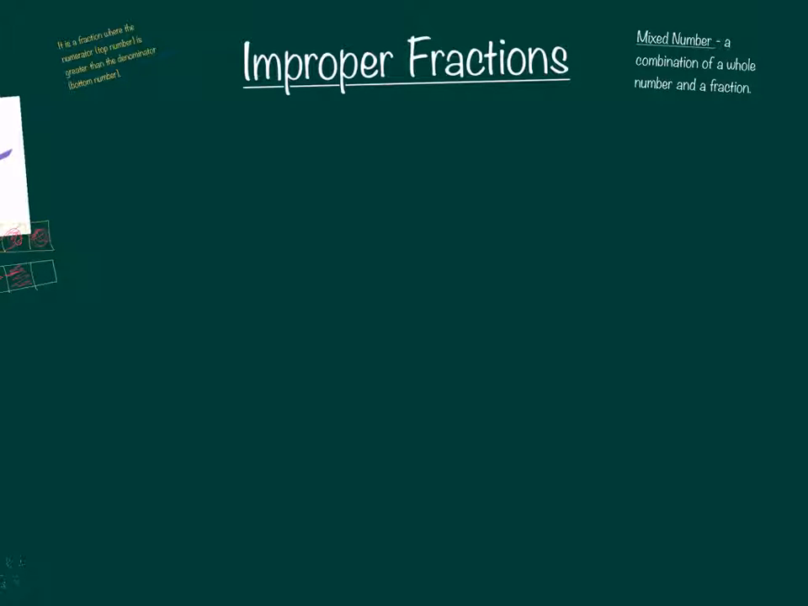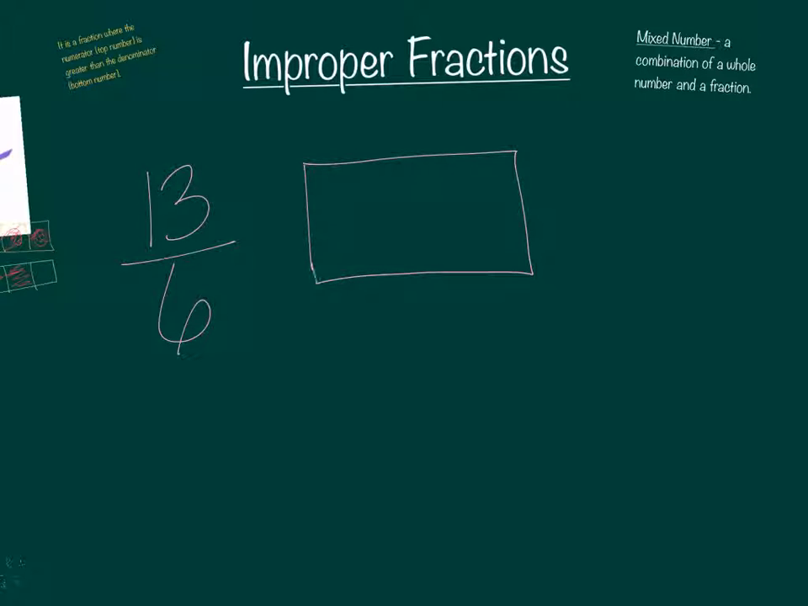Okay, let's try another improper fraction. Let's turn it into a model. So let's say we have 13/6. What am I going to have to create? What model and how many parts? Good. I'm going to have to create a model that has 6 parts, 6 equal parts. How many do I have to color in? Good, 13. So 1, 2, 3, 4, 5, 6.